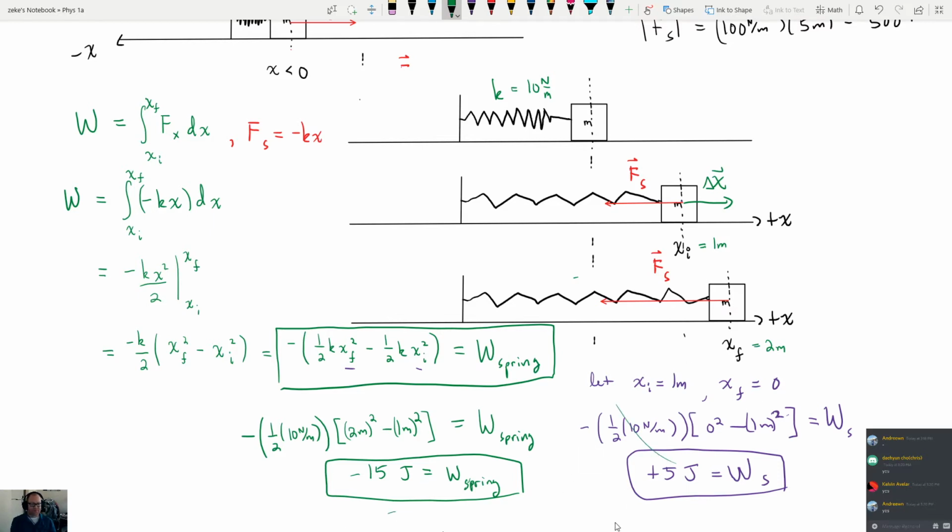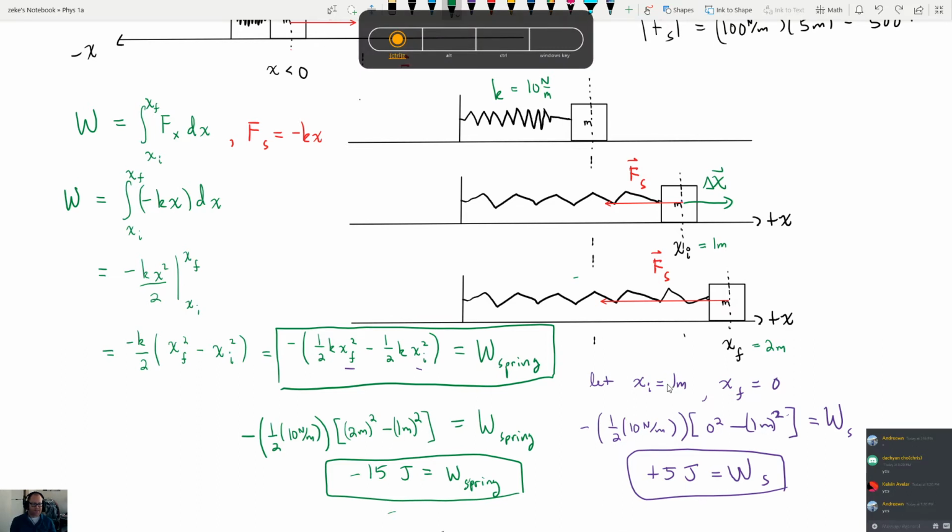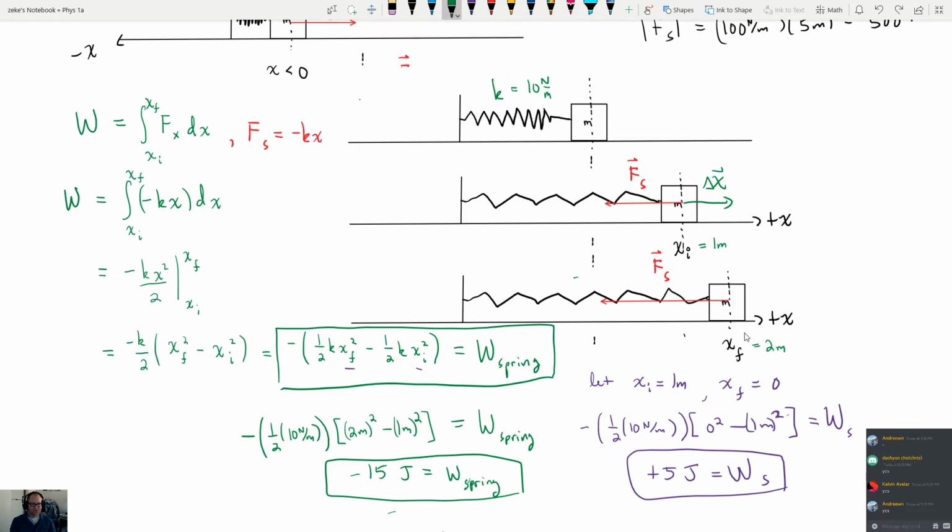All right, what about this one? Does this one make sense? So this one implies that we're going from x initial of 1 to x final of 0. So that type of displacement would mean that we're starting from this position, but we're going back to 0, right? Nothing is to scale here, I apologize, but that would be delta x. So we got a positive value for the work here. Does that make sense? Well, sure, because the spring force is left. The displacement is also to the left. So cosine 0 is 1, and you get positive 5 joules.